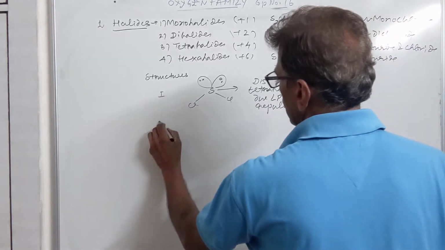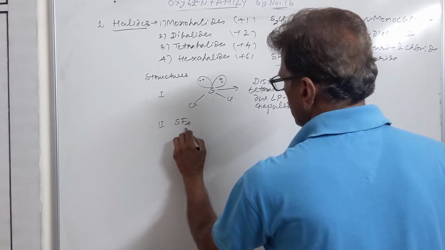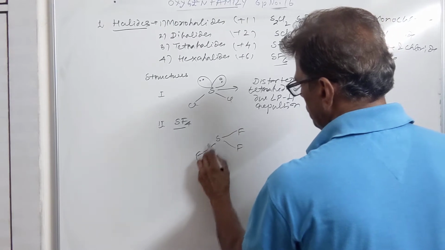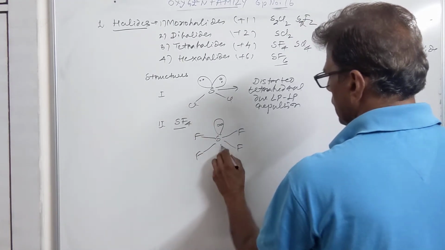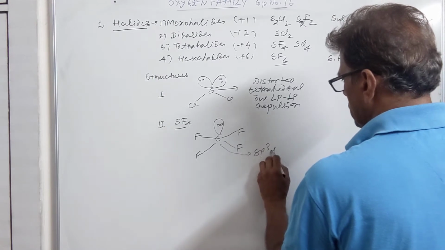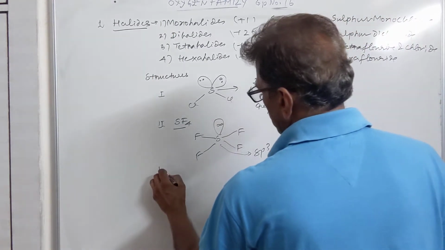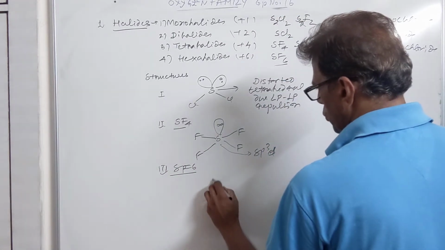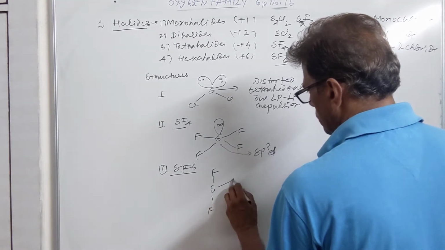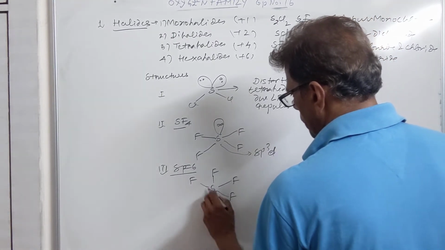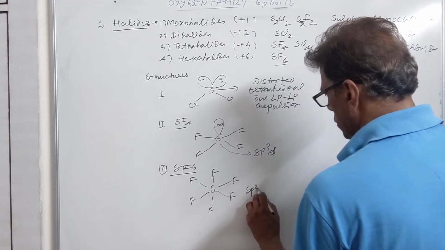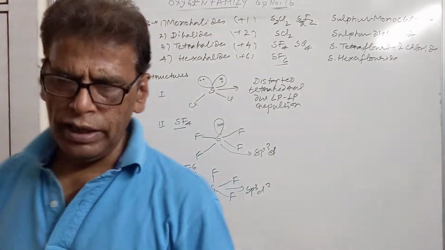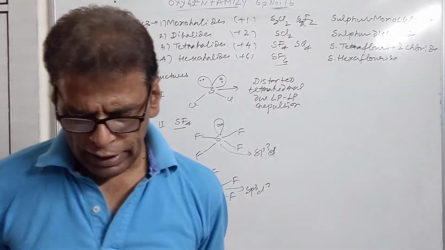Then we have the structure of tetrahalide SF4. Here sulfur is sp3d hybridized. Then we have SF6. Here the shape is octahedral. Hybridization in sulfur is sp3d2. So these are the structures of important dihalides, tetrahalides, and hexahalides.